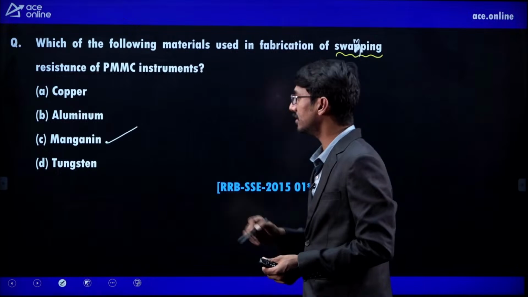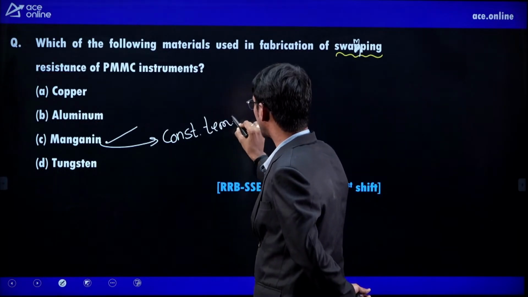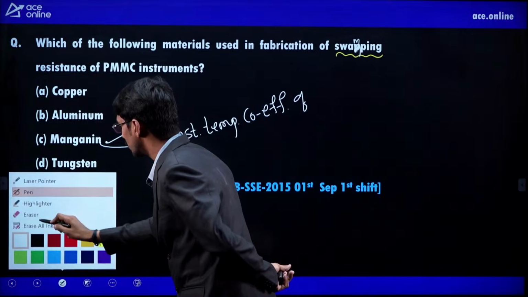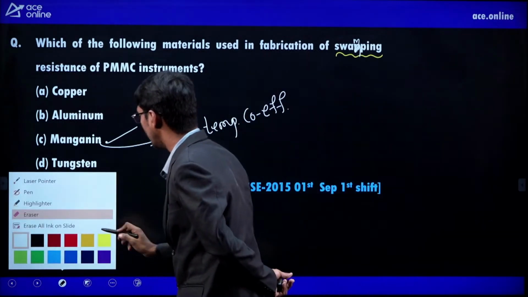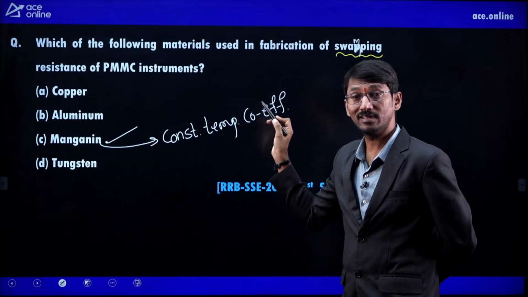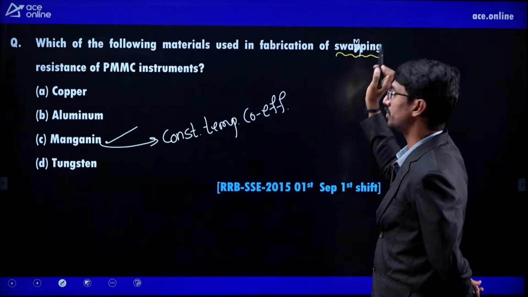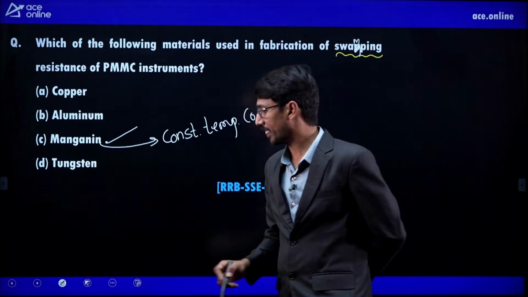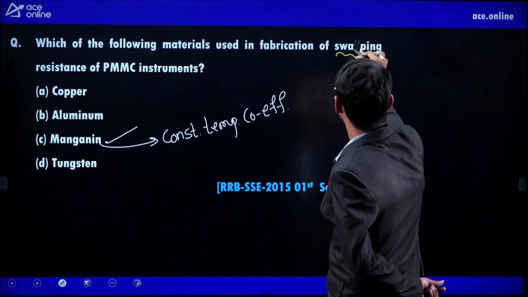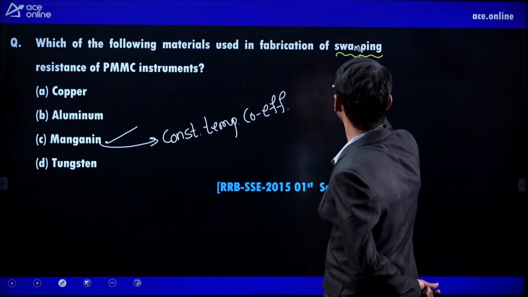Manganin. Why, sir? Manganin has which type of property? Constant temperature coefficient of resistance. So based on this we can say it will not be affected much by temperature. Out of all this, the resistor made up of constant temperature coefficient of resistance material, that is manganin, is called a swamping resistor. Clear? Any other doubt? So swamping resistors are generally made up of manganin material.